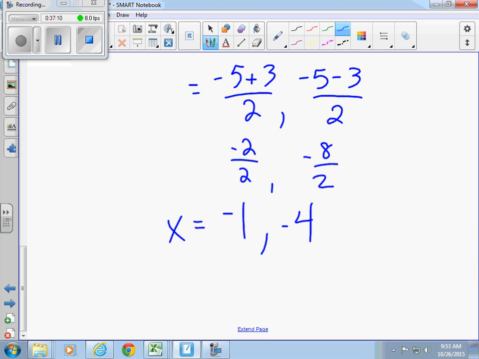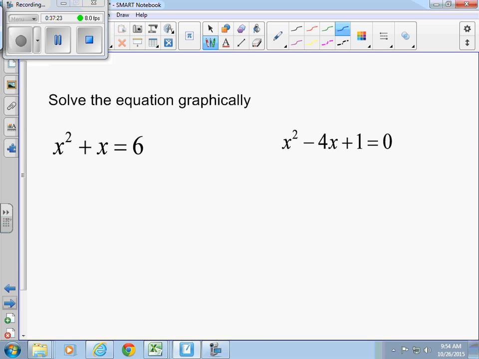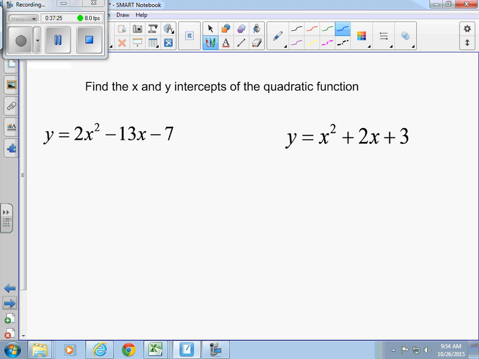Would that have been faster by factoring? 100% faster by factoring. The only time I'll have to do it with the quadratic formula is when it says use the quadratic formula. Which might happen on tonight's homework.